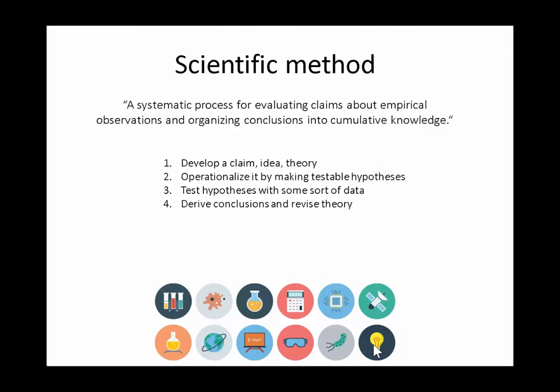So what is the scientific method? The scientific method is a systematic process for evaluating claims about empirical observations and organizing conclusions into cumulative knowledge. Essentially, it's a straightforward recipe. You have an idea, a claim, a theory. Then you need to operationalize it somehow. We'll come back to this, but it means making a testable hypothesis, something that follows from the theory and that you can potentially disprove. And if you disprove it, it implies that your theory is not right. That is what we can say for sure.